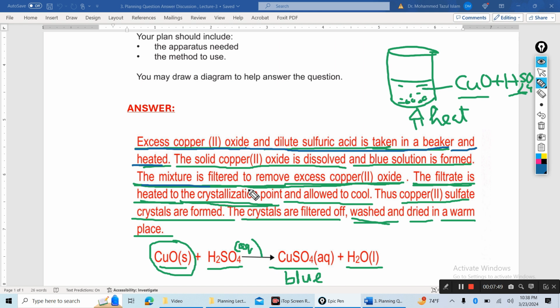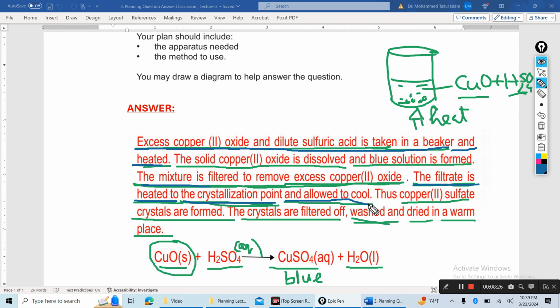The mixture is filtered to remove excess copper 2 oxide. When you remove excess copper 2 oxide, you will see a clear blue solution. This is known as filtrate. The filtrate is heated to the crystallization point and allowed to cool. Crystallization point means the point where crystals start to form.